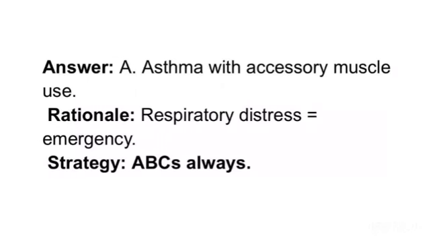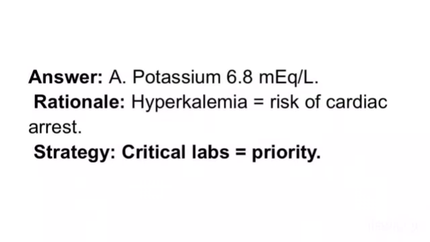Question 5. The nurse receives report. Which client is priority? A. Client with a potassium level of 6.8 milliequivalents per liter. B. Client with hemoglobin of 9 grams per deciliter. C. Client with blood glucose of 180 milligrams per deciliter. D. Client with a urinary tract infection. Answer: A. Potassium 6.8 milliequivalents per liter. Rationale: hyperkalemia equals risk of cardiac arrest. Strategy: critical labs equals priority.